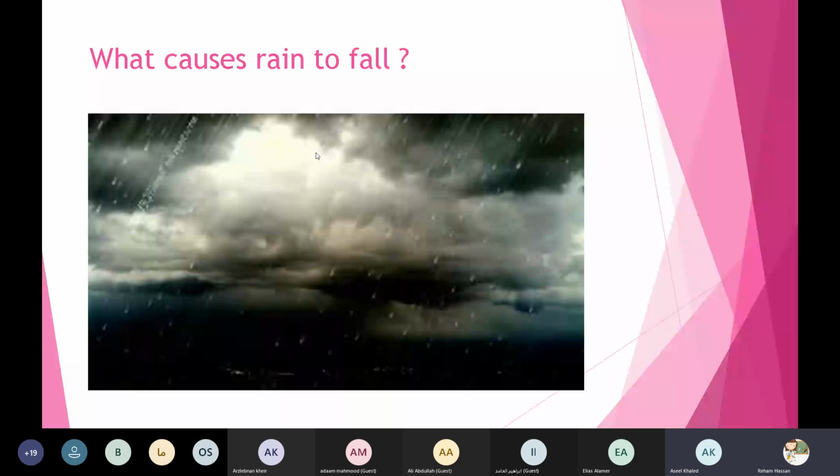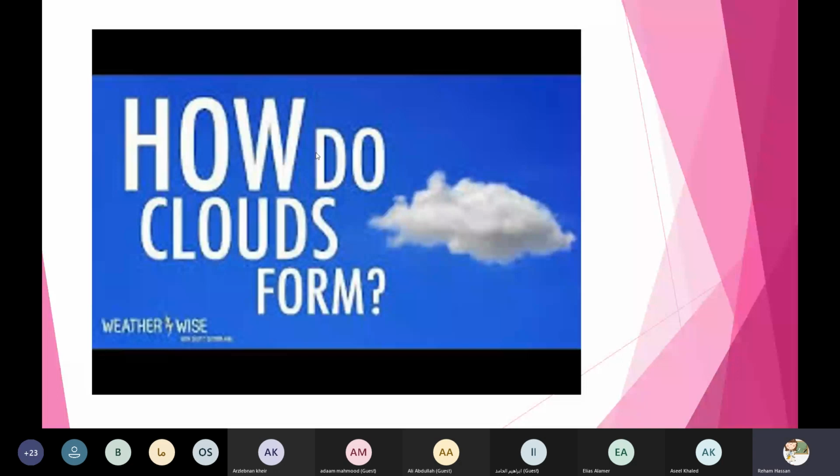The clouds? Yes, I see. You mean the clouds cause the rain to fall. Amazing, Asid. Thank you so much. Super boy. Yes, it's correct. The clouds cause the rain to fall. Thanks a lot. And how do the clouds form now? We know that the clouds cause the rain to fall, but how do the clouds form?